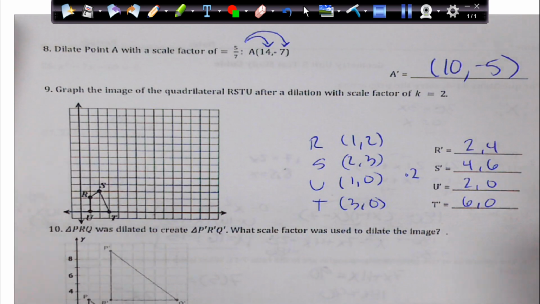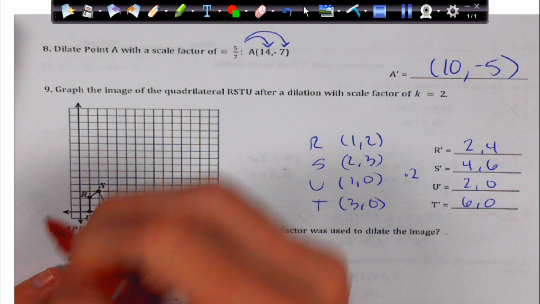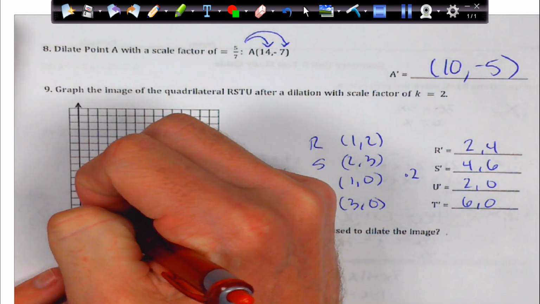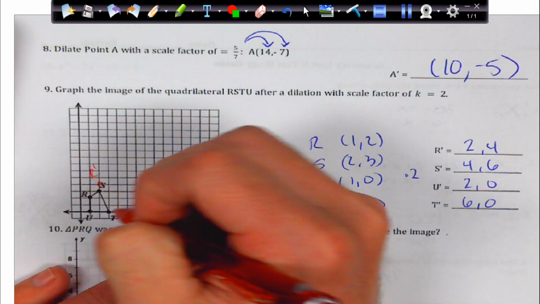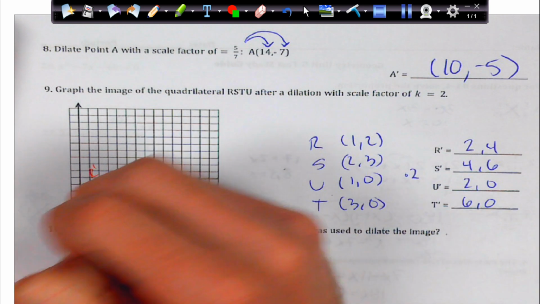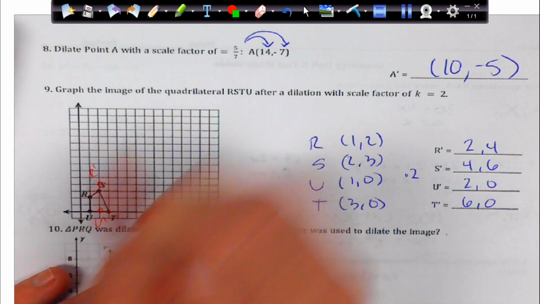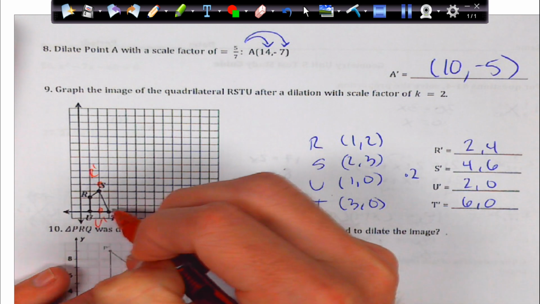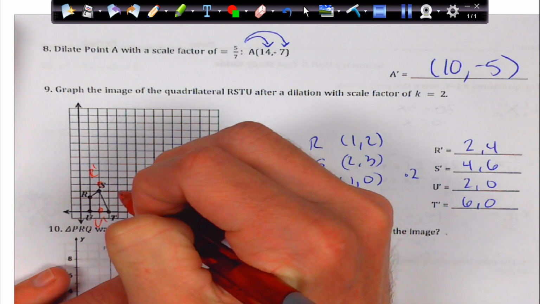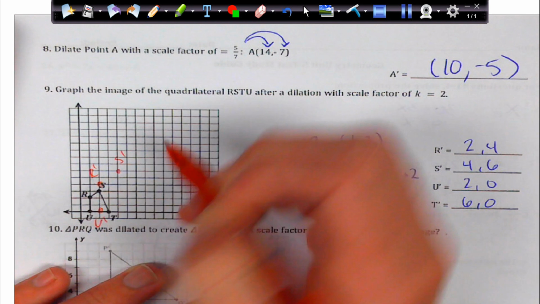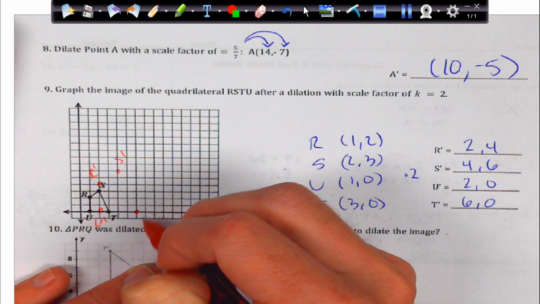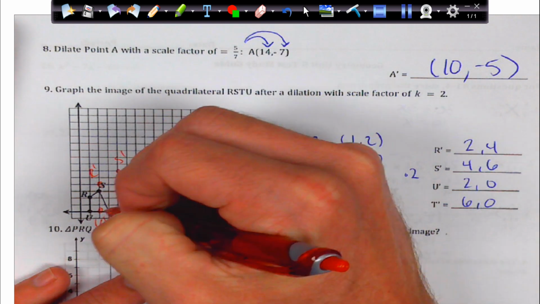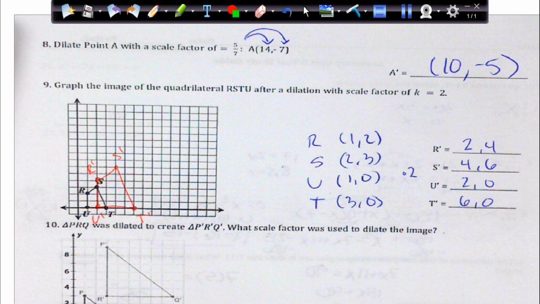And then we just go ahead and plot those points. Let's see, so R prime is at 2, 1, 2, 3, 4. There's R prime. U is going to be at 2, 0. There's U prime. S is at 1, 2, 3, 4, 6. 1, 2, 3, 4, 5, 6. There's S prime. And T prime is at 1, 2, 3, 4, 5, 6. And there's my shape. Again, the shape should look the same, just larger.